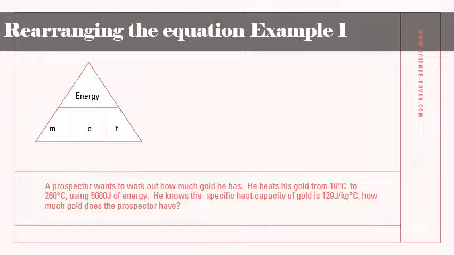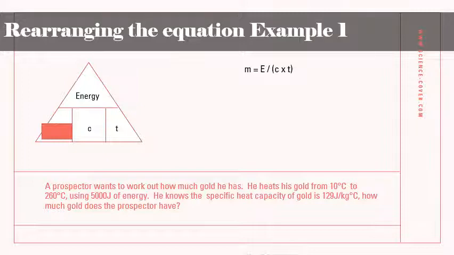So the first thing we need to do is to set up the equation. So we can cover up mass on the equation triangle. It leaves us energy on the top. So it's energy divided by, and then we've got specific heat capacity and temperature on the bottom. So energy divided by specific heat capacity times temperature change.